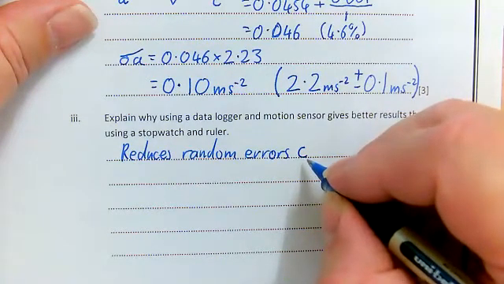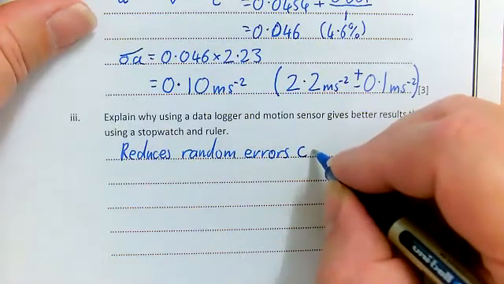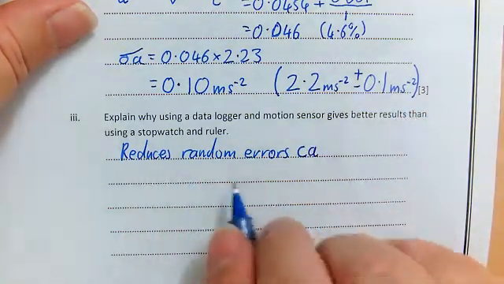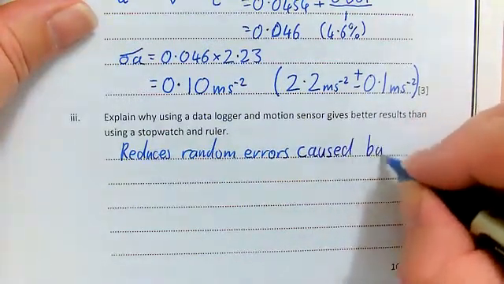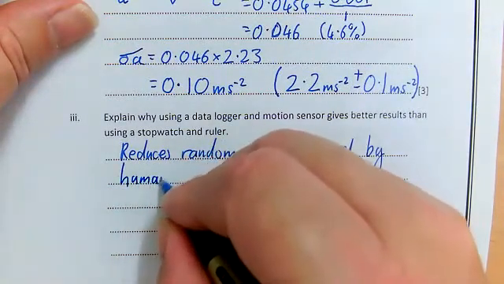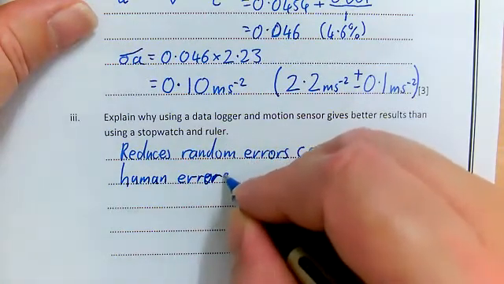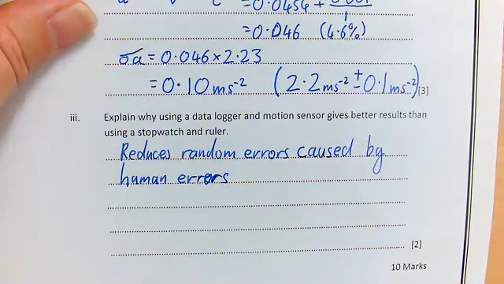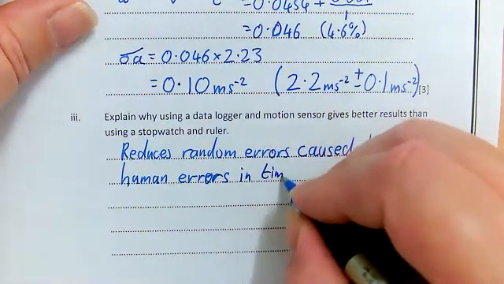Pascal, do you have a question? So is it due to parallax? Yeah, it could be caused by parallax. What I'm looking for is why it helps, and then what causes the problem in the first place. In my ideal answer, I refer to human errors, but it's not enough to just say reduces human errors, because that's too vague. So here, I think it's probably going to be due to parallax or due to timing.